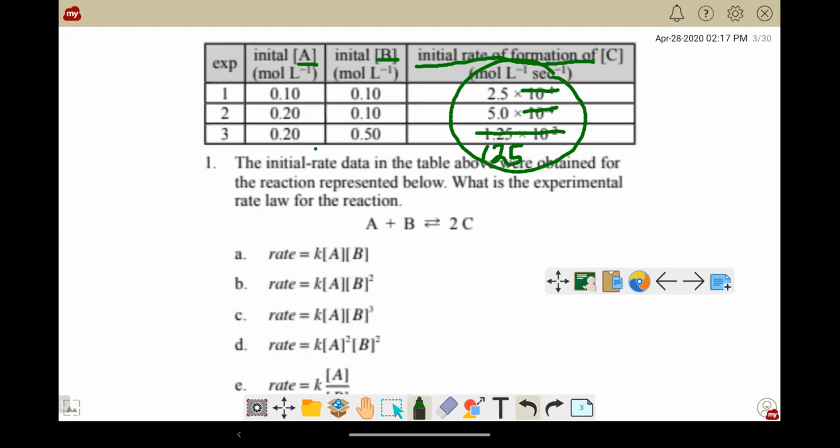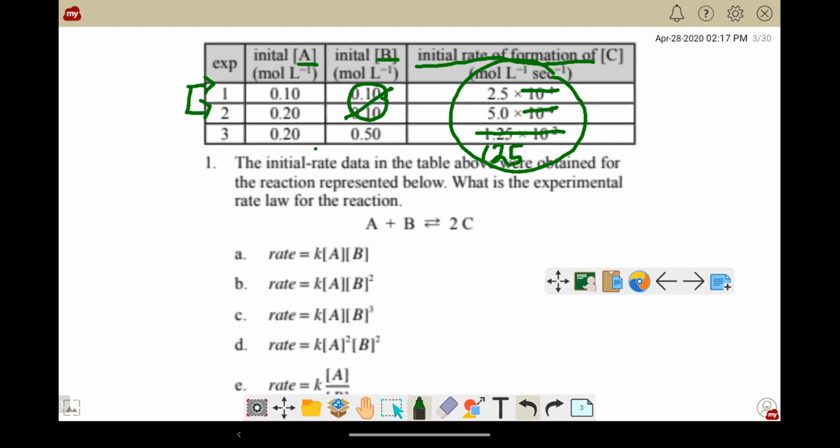So that's kind of the first thing I do. From there, I would look at my data, and what I'd like to be able to find is a set of experiments or trials where I can change one variable and have the other variable remain constant. So for example, I'm going to compare experiments 1 and 2. And what I notice in experiments 1 and 2 is that the concentration of B is a constant. And so what that tells me is B cannot be affecting the rate of reaction between experiments 1 and 2.